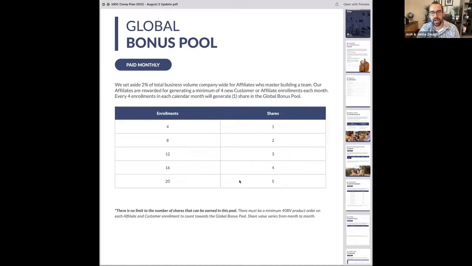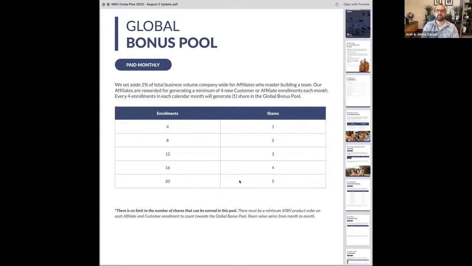And I'll explain why. The way that this pool works is we set aside 2% of our total company business volume each month. And then what we do is we look at how many shares are in this pool and we calculate what each share is worth. So once we determine what each share is worth, based on how many shares you have is what your payout is. And the way that you earn shares is by generating 4 new customers or affiliates that have a minimum 40 BV product order.